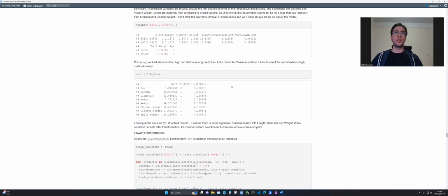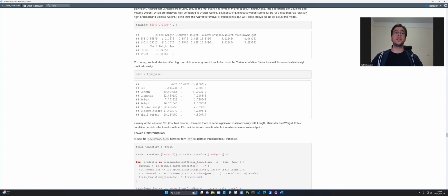When we were looking at correlation before, we did see that there was a really high degree of correlation between our predictor variables. So I looked at the variance inflation factor to assess multicollinearity, and we do see a pretty strong degree of multicollinearity across our predictors here.